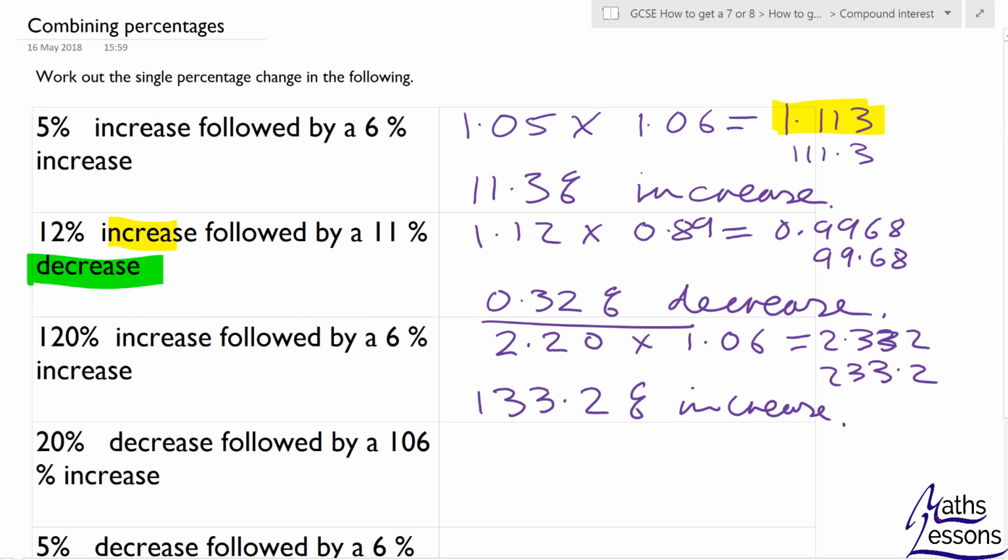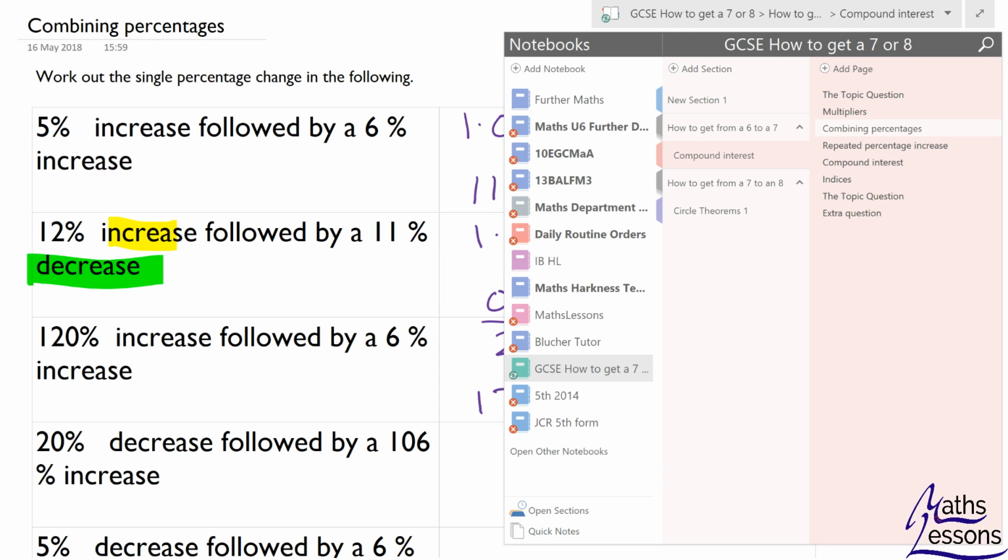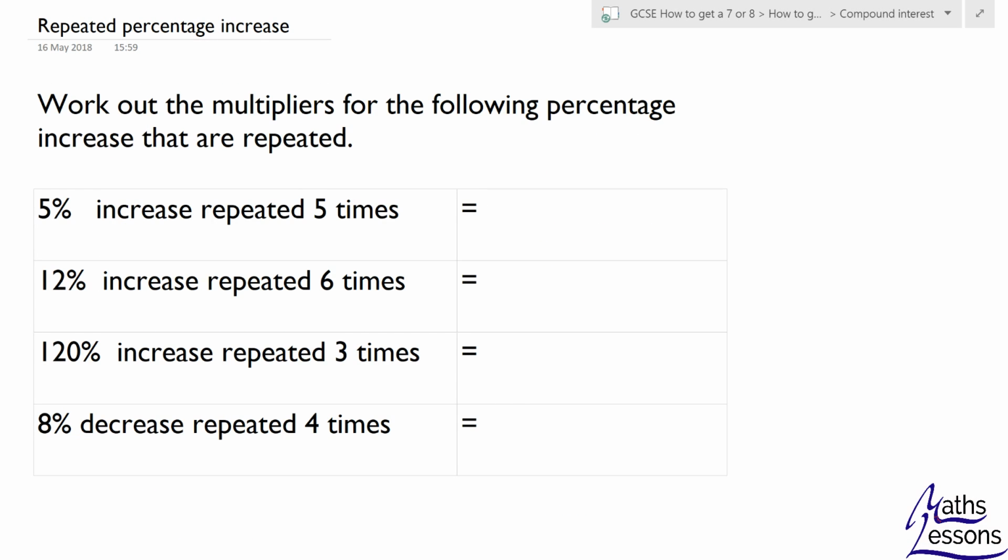So do you think it's time to move on from these? Yeah, they're good. Okay, so let's go on to the next stage. And we're going to now repeat percentage increases and decreases. So have a go at doing the first one without any instruction and see if you can get it right.